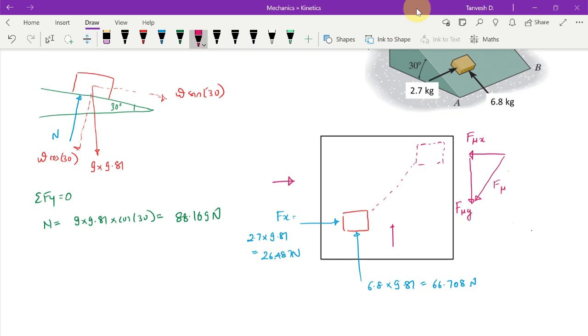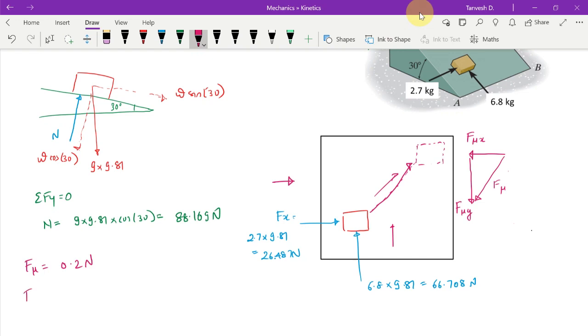F mu is going to be 0.2 times n, because the movement of the object is in this direction. So whatever normal force is generated, that is causing the friction along this direction, right? So that has to be resolved into its x and y components for our easier calculation.